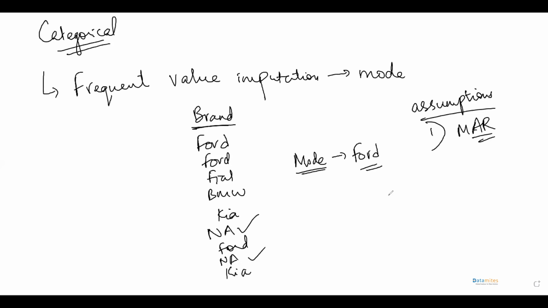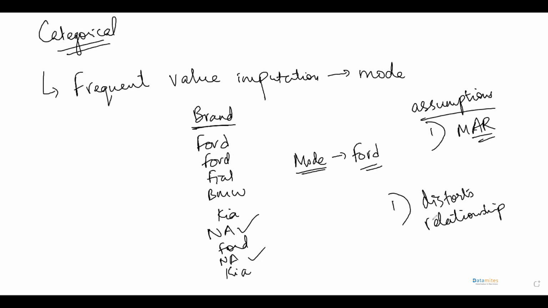But here also there are some disadvantages. The first one is it certainly distorts the relationship of the most frequent category with other variables in the dataset. And this can lead to over-representation of the most frequent categories. If there is a huge amount of missing data, then there can be an over-representation of that category. As always, the higher the percentage of missing data, the higher these distortions would be.